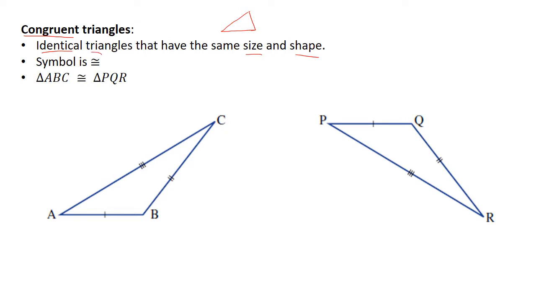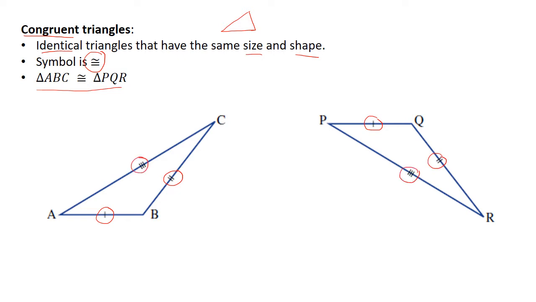The symbol for congruency is this funny equal sign with a wavy line on the top. And in this statement here, we've got triangle ABC is congruent to triangle PQR. Okay, so in our triangles, we've got three sides the same. This side is equal to this one. This side is equal to this side, and this side is equal to this side.